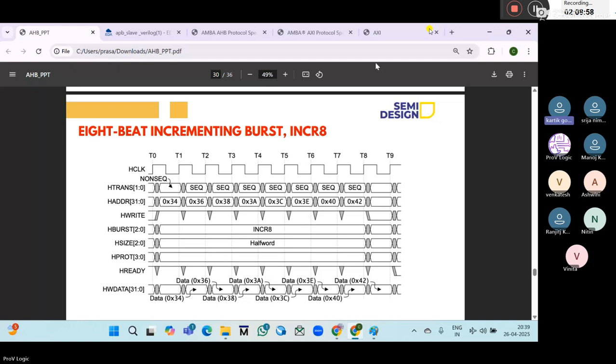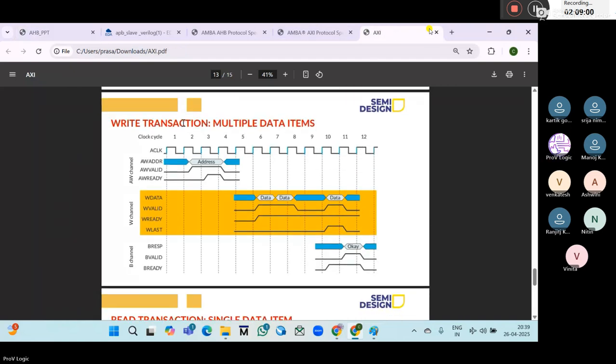How does non-alignment proceed? Directly, like before for the APB protocol: direct address, direct data. But here, the data and address are divided into channels. The AW channel, that means the write address channel, is where we pass the address. In the write data channel we pass the data, and on the B channel we get the response.